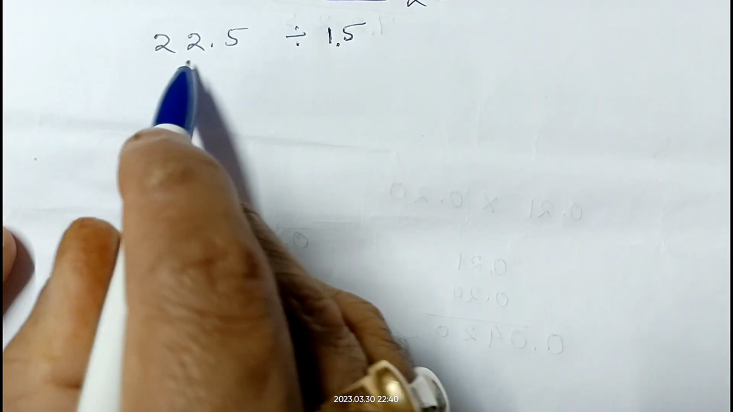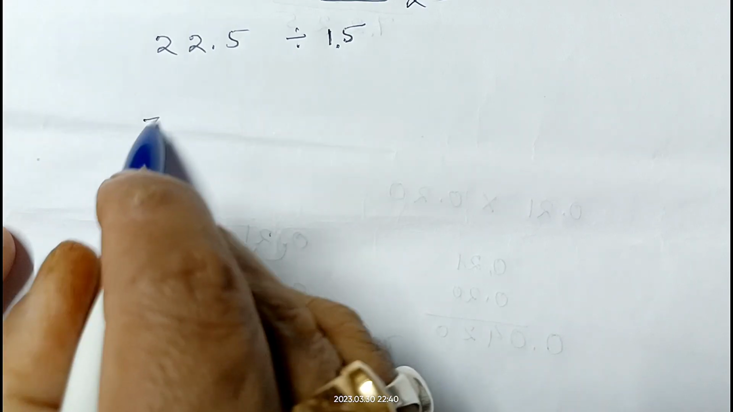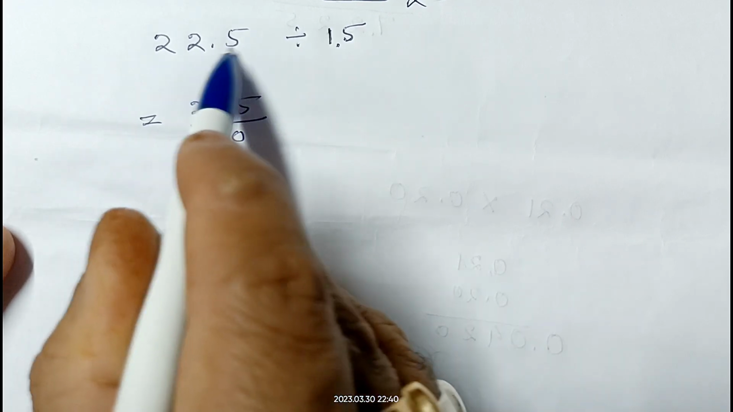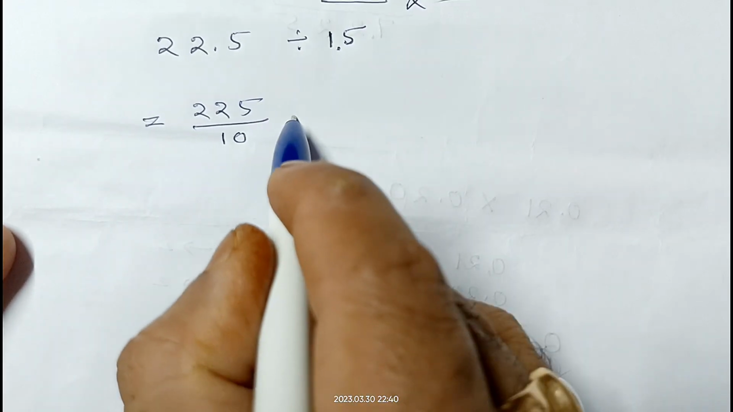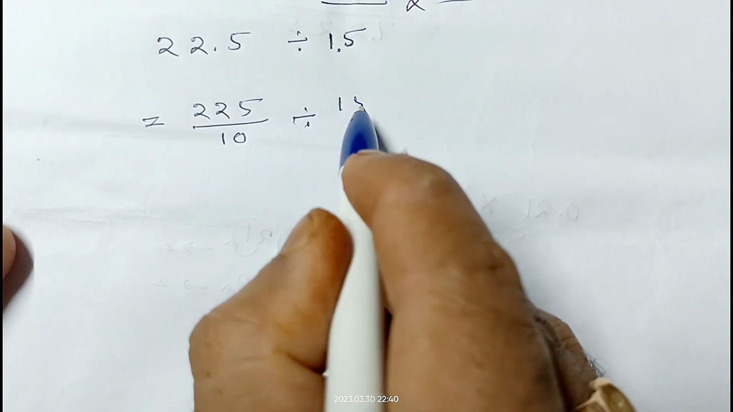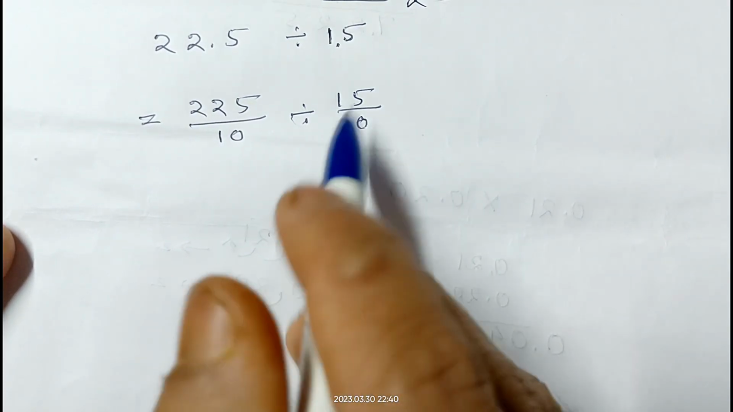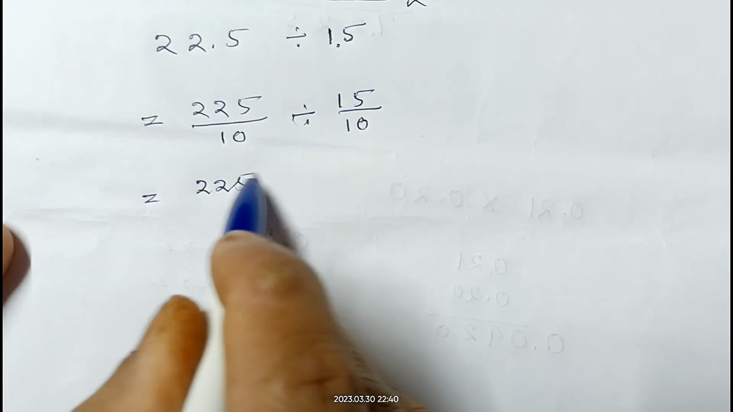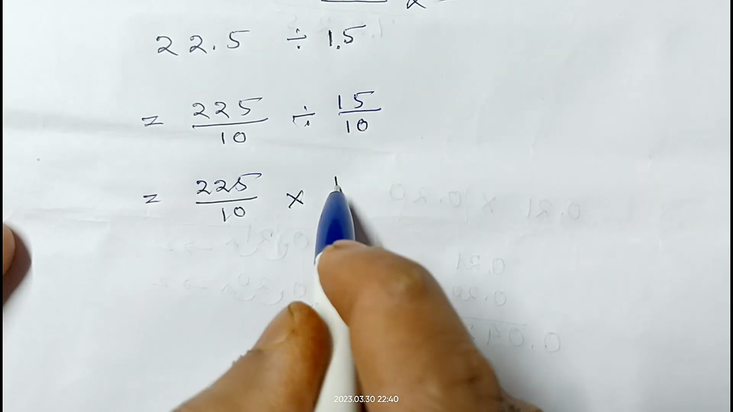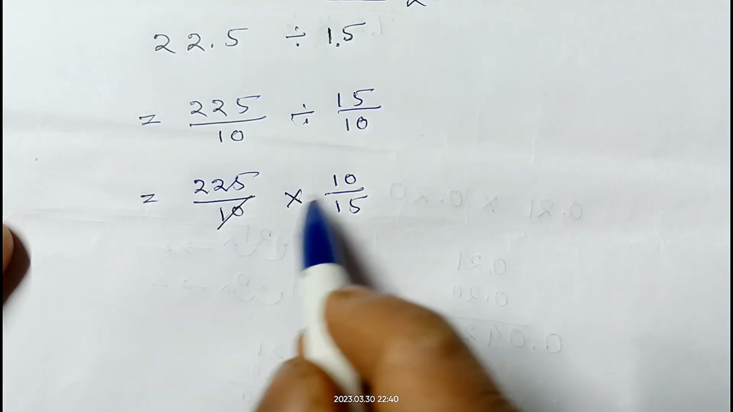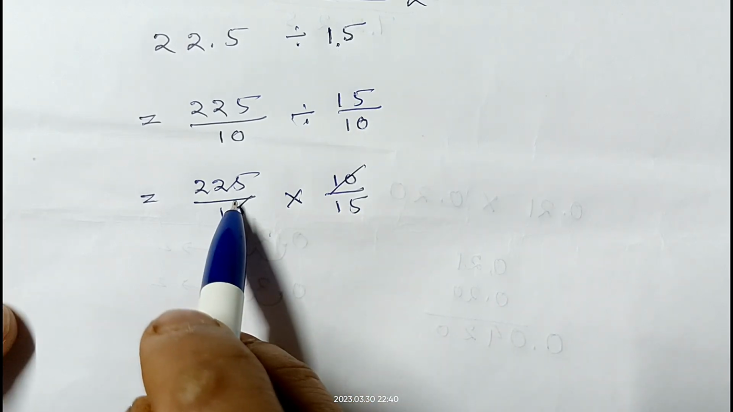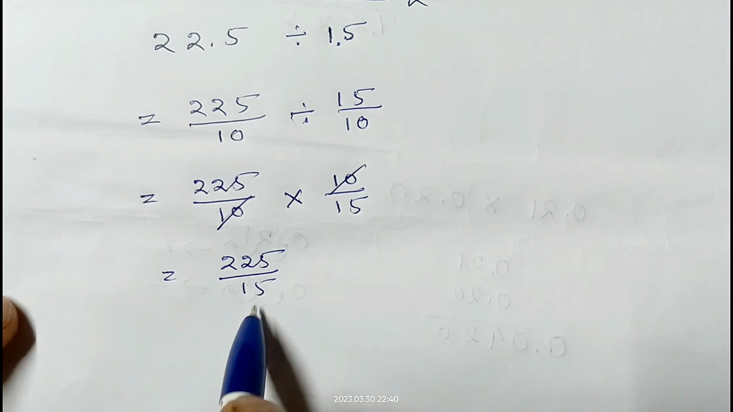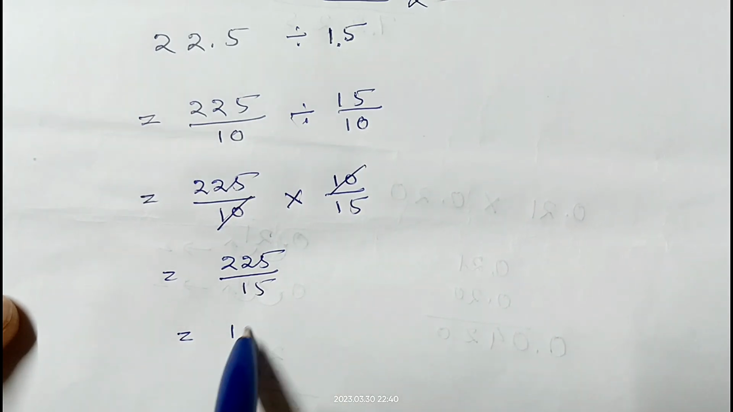Suppose we want to divide 22.5 by 1.5. This sum can be done like this: 225 by 10, because after the decimal there is one place, so I have to write divided by 10. Divided by 1.5 also can be written as 15 by 10. After the decimal one place, so I have to write 10 here. Now it can be written as 225 by 10 into 10 by 15. This 10 and this 10 will cancel, so I am left with 225 by 15. 225 by 15. Now 15 15s are 225, so the answer will be 15.